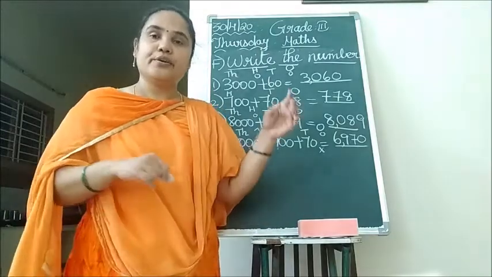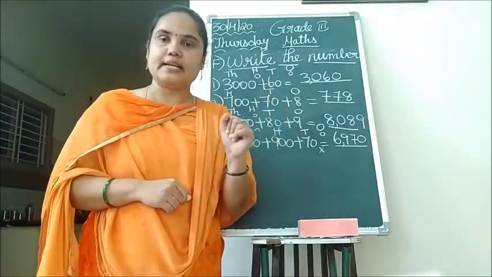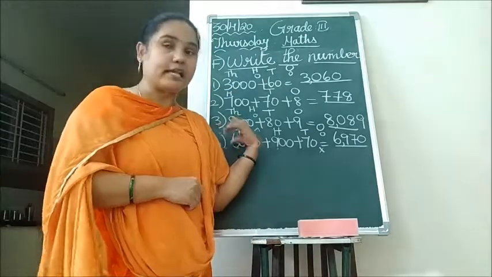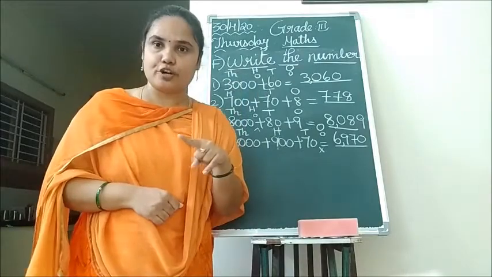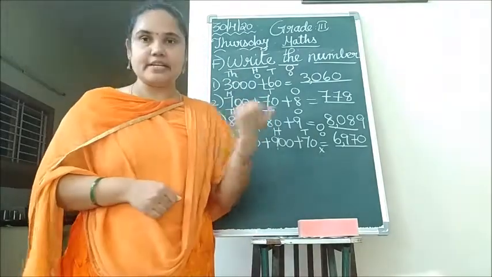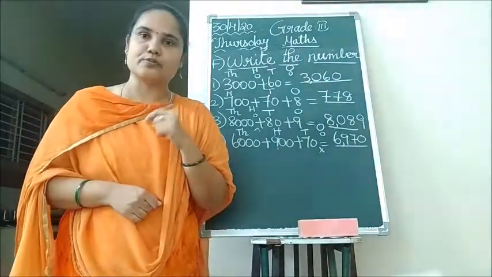See children, today we have learned how to write the place value of the underlined digit, how to write the numbers in expanded form, and how to write the numbers in short form if the sum is given in expanded form. So at home also practice all these at home, children.